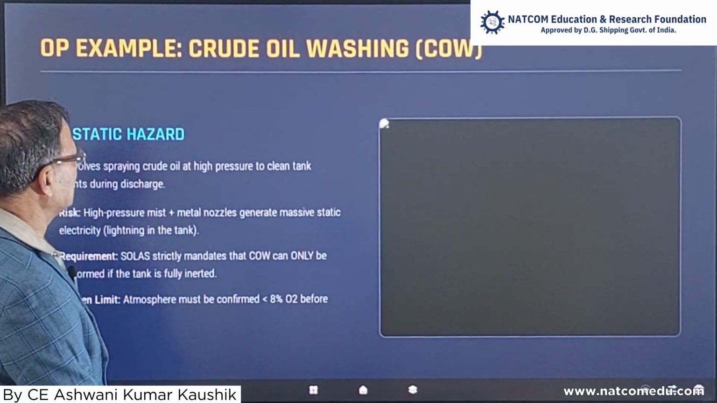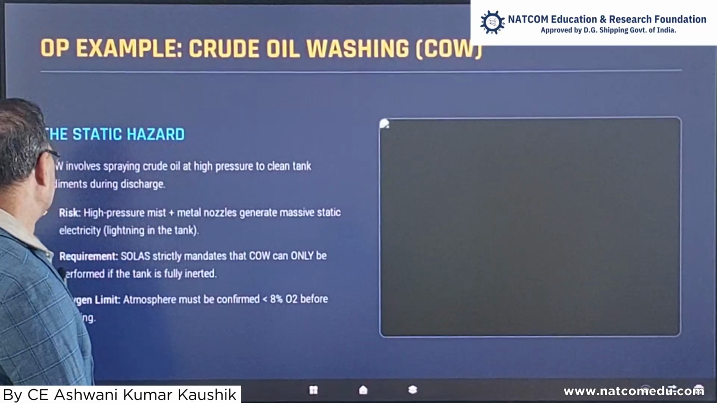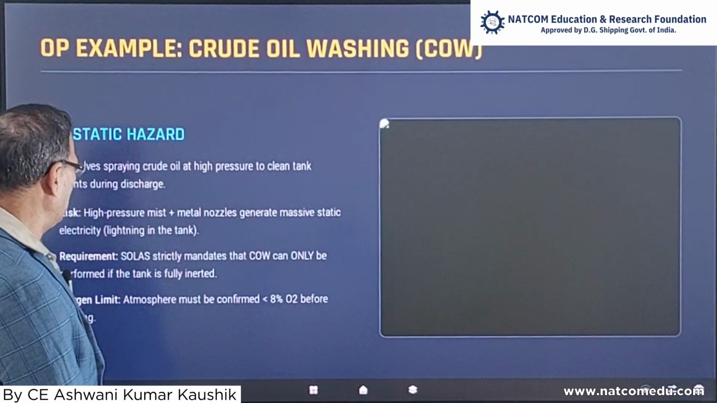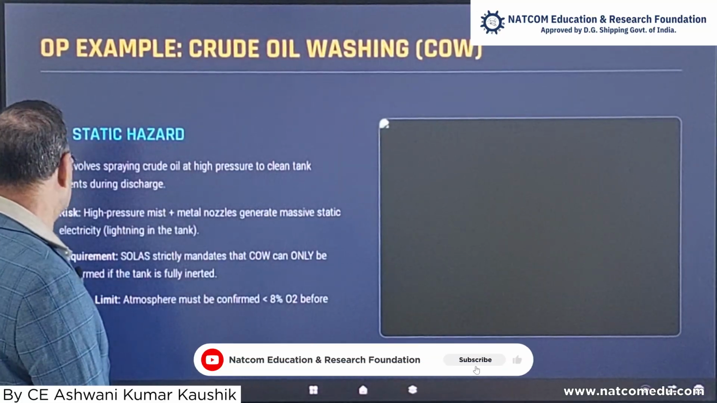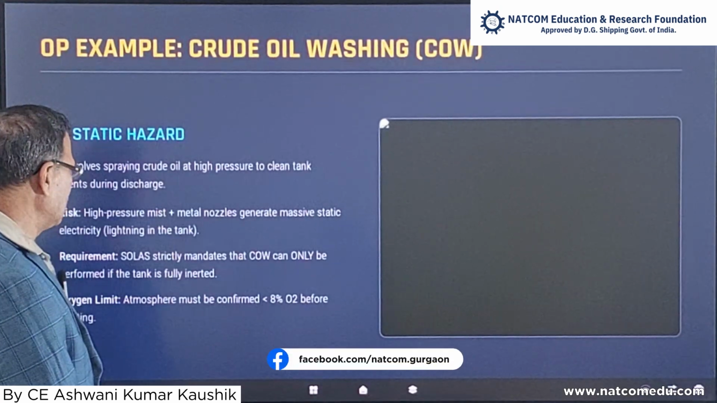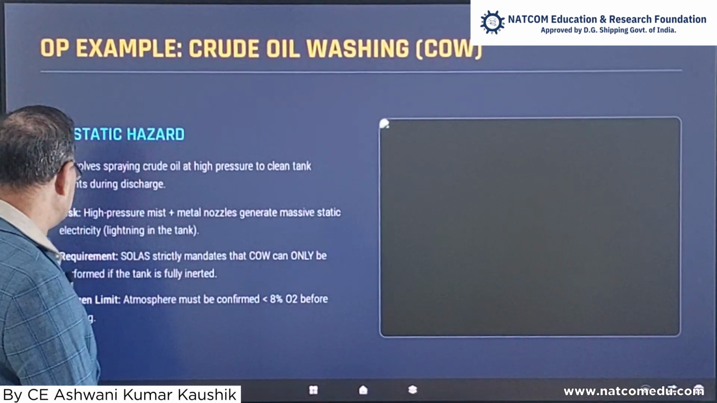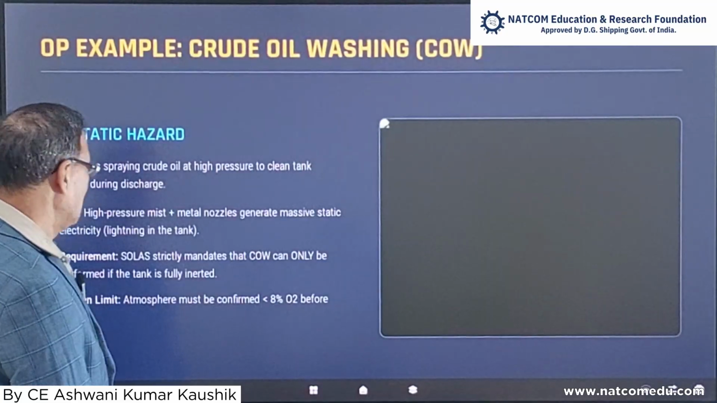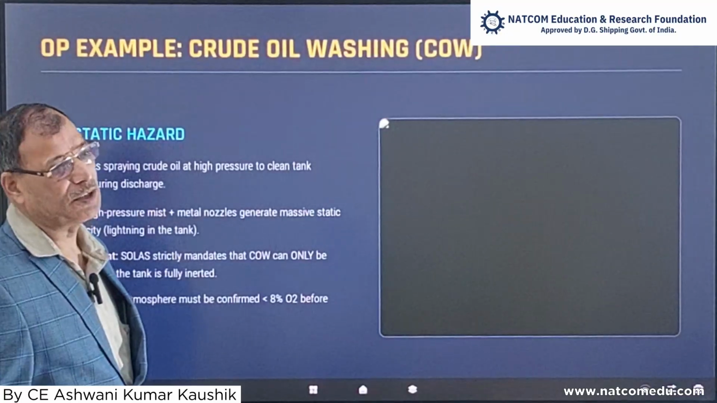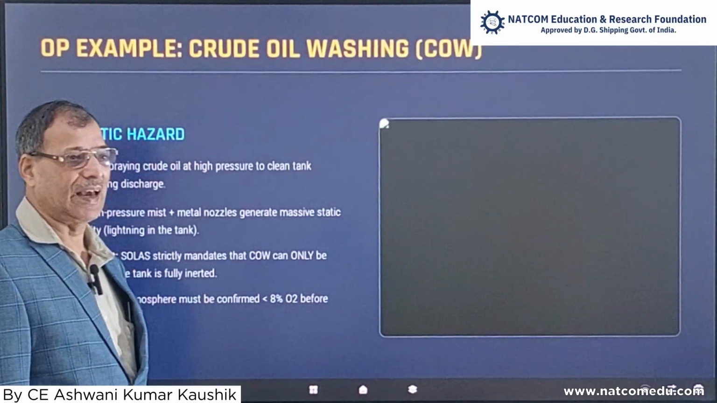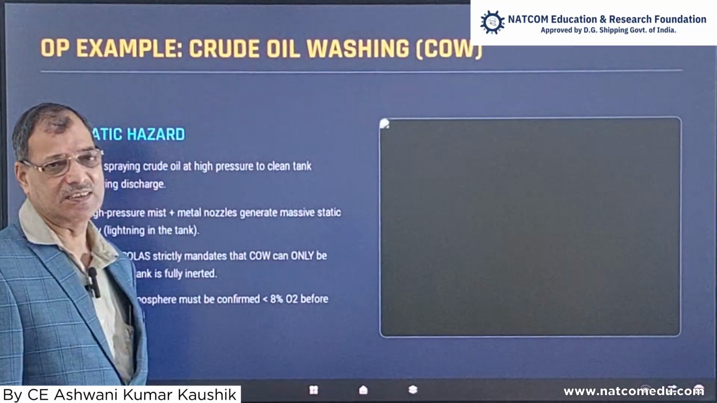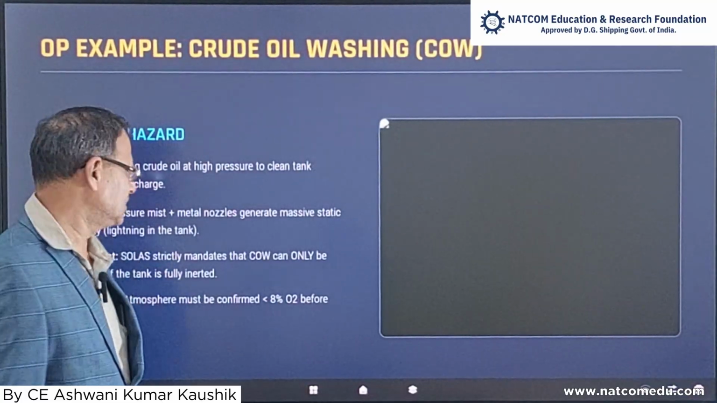Operation example: crude oil washing, COW systems, and static hazards. Crude oil washing involves spraying crude oil at high pressure to clean tank sediment during discharge. Risk: high pressure mist plus metal nozzle generates massive static electricity, like lightning in the tank. When you are starting tank cleaning, massive static electricity is produced. If there is an explosion, or some gas is inside, there may be danger. That's why we use IG in the cargo tanks.